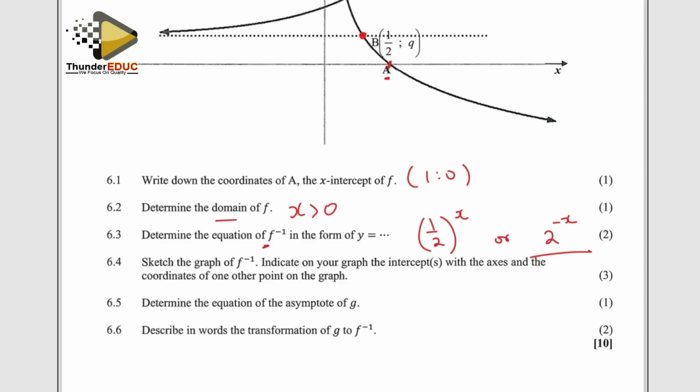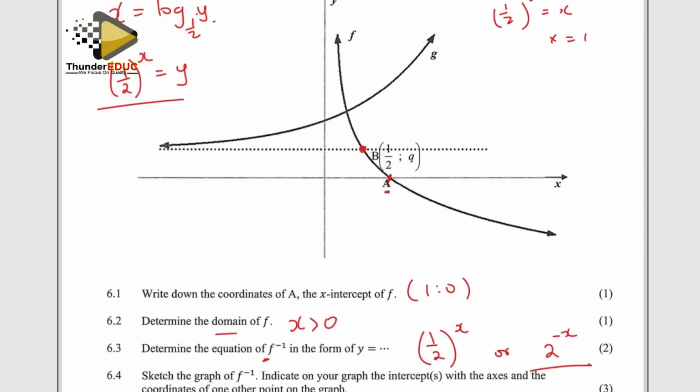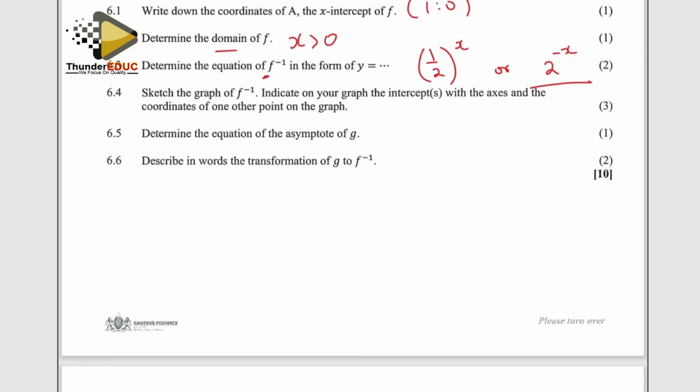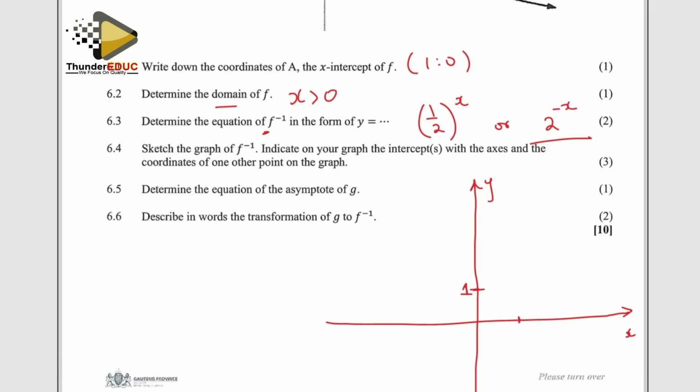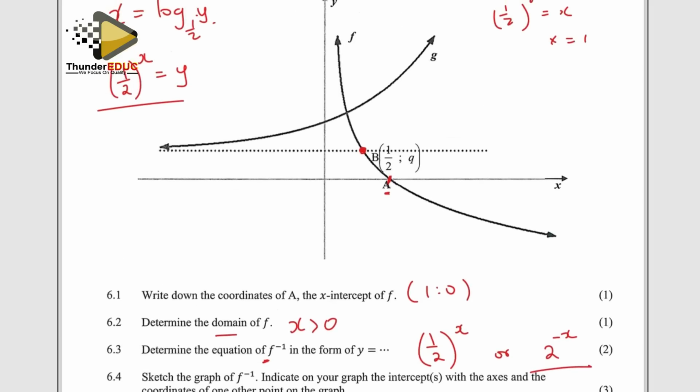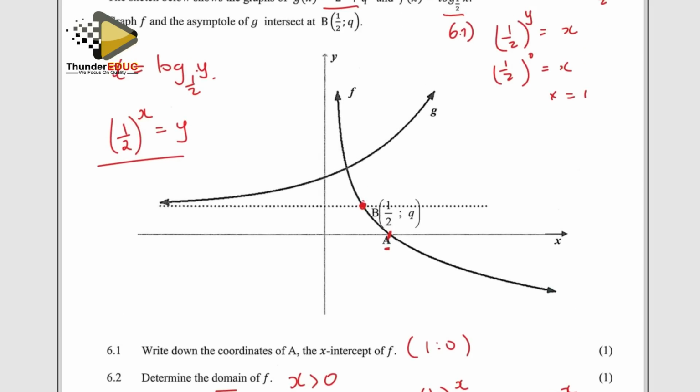And they want us to sketch the inverse to indicate one coordinate. They never said we must sketch it together. No. But I can sketch it down here. It's not a big deal. Let me just put it down. Okay, so this is y, this is x, so the inverse of f. Now, since f was passing through 1 and 0, it's going to pass now through 0 and 1.